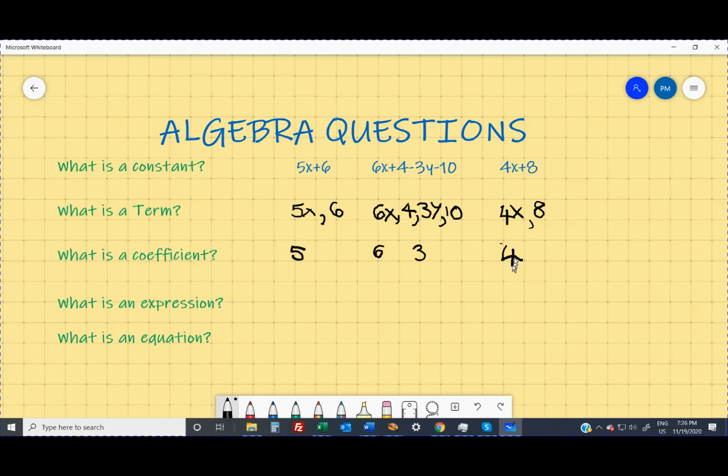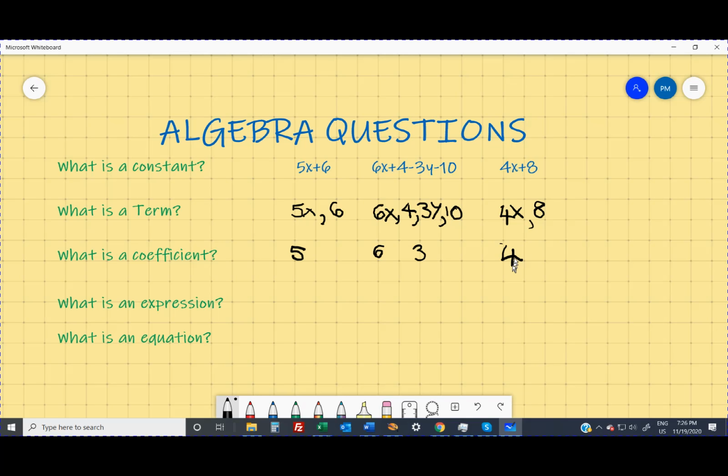Okay, algebra question number 4. What is an expression? Well, we've been talking about expressions, but basically an expression is what you see. 5x plus 6, 6x, all these are expressions. Anything that is not a calculation is an expression. So all those are expressions. And it's 5x plus 6, 6x plus 4 minus 3y minus 10, expression number 2. And the final one, 4x plus 8. Not difficult.